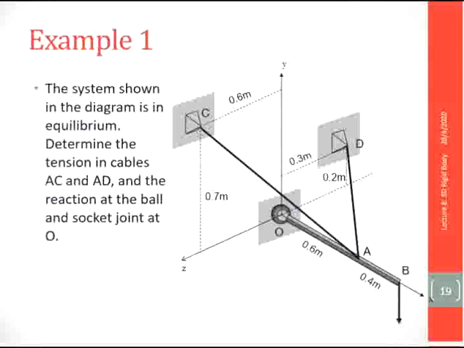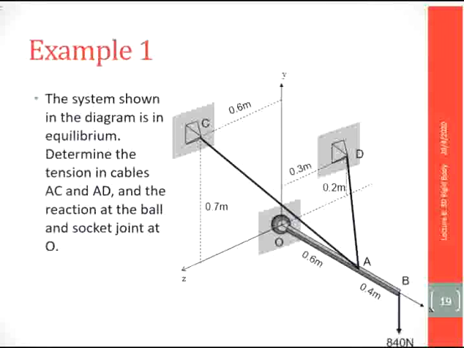Now let's try this example. The system shown in the diagram is in equilibrium. Determine the tension in the cable AC, the tension in the cable AD, and the reaction at the ball. So there are three things that this question asks. Let's try this example.